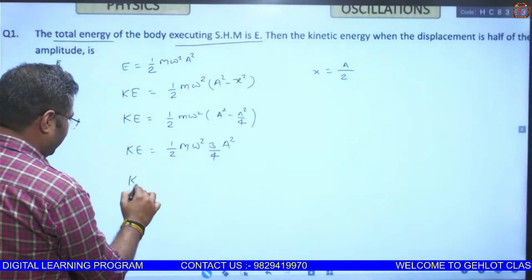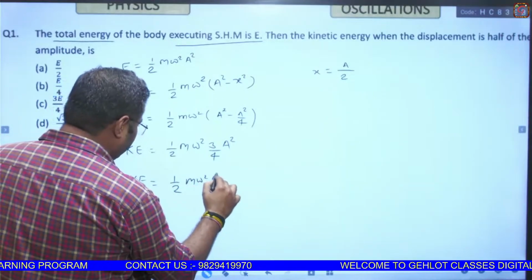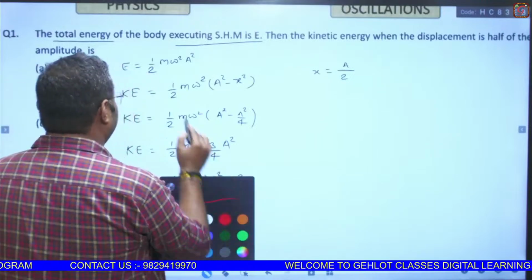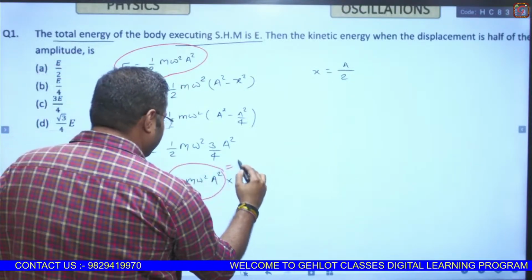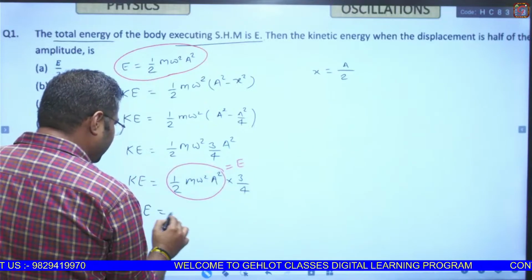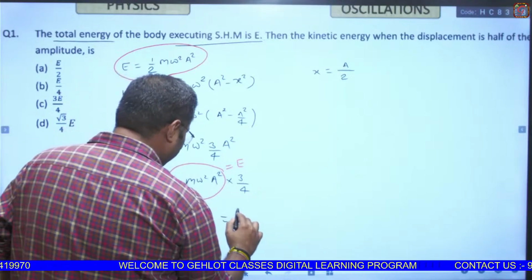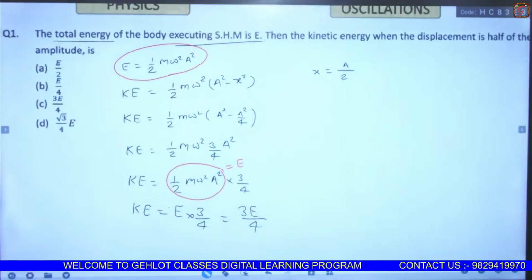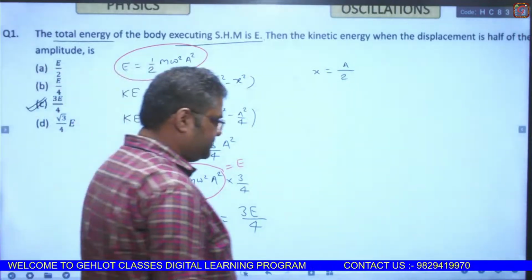So we can rewrite it as kinetic energy is equals to half m omega square a square multiplied with 3 by 4. We can clearly see that half m omega square a square can be written as capital E. So kinetic energy will become E into 3 by 4. So 3E by 4 will be our answer. So 3E by 4 is the option C. Okay.